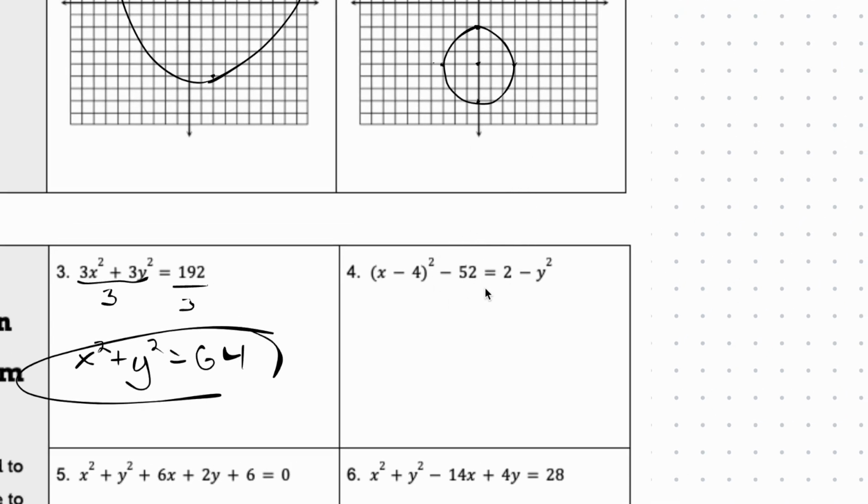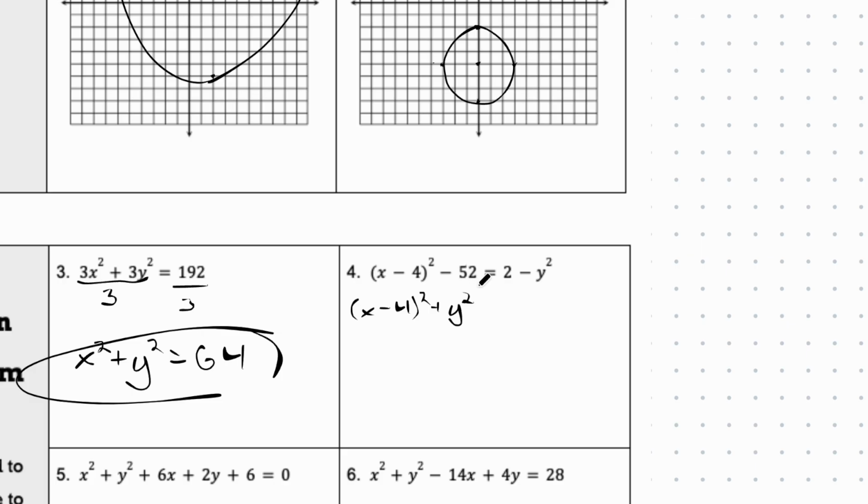Well, this looks complicated. We have a lot going on here. So first thing I'm going to do, I want to move this y to the left side. So I'm going to keep this x minus 4 squared, but I'm going to add y squared to both sides. And that's going to cancel this y out, right?